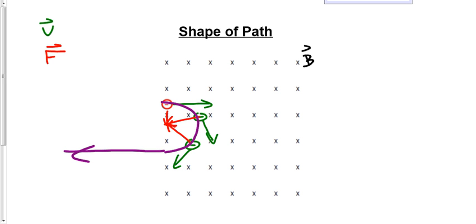Now, we can see that from another point of view as well. The force that's acting on this particle is always pointing which way? Inward, toward the center of the circle. What do you call a force that always points toward the center of the circle? Centripetal force. It's a centripetal force.